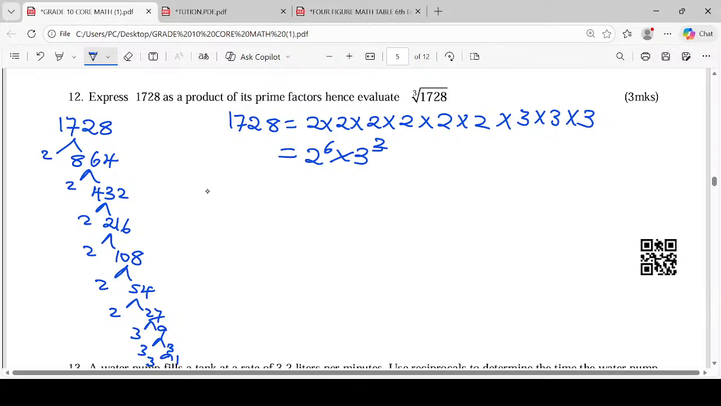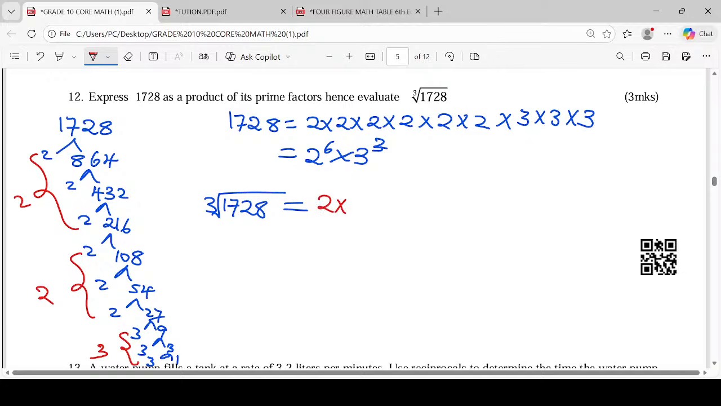So the cube root of 1728 will be equal to, when you're told to get the cube root, you're going to put these numbers into threes this way. You pick one 2 from each group, and the 3 is also here, you pick 1. So this will be like saying 2 times 2 times 3, which is 12. So that's how you respond to question number 12 to get it correct.